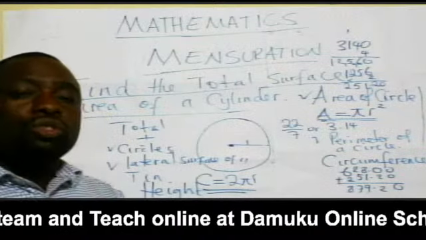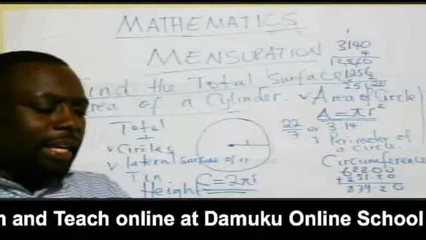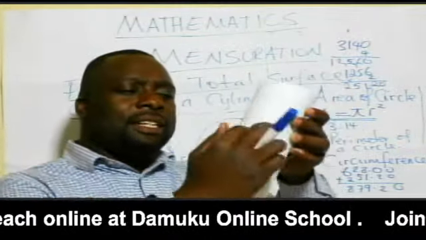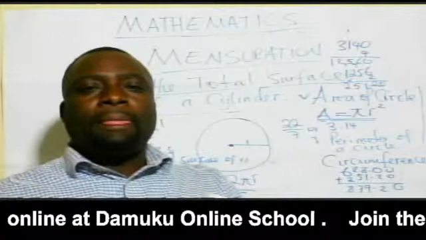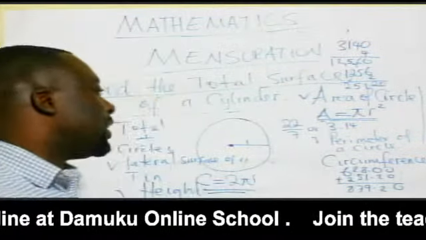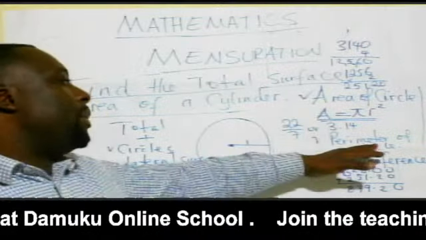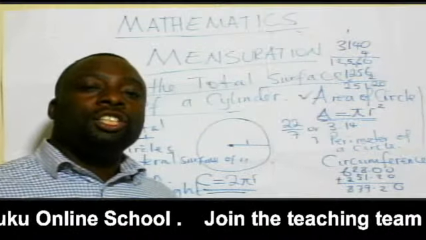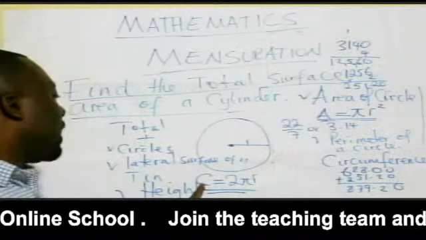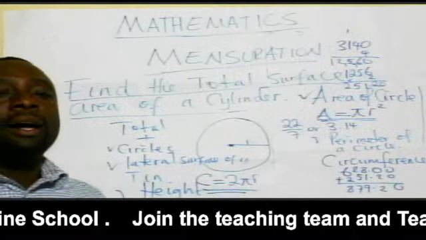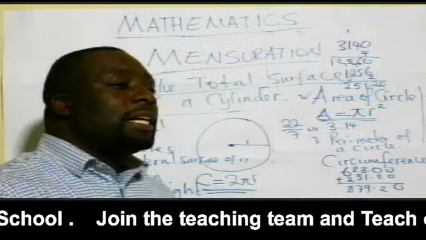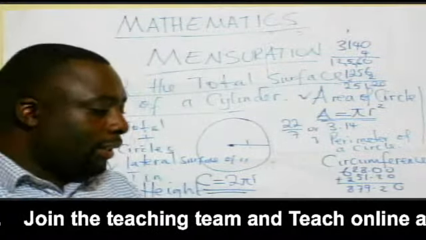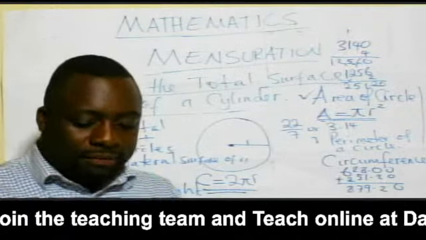Then we can also look at the circumference. The circumference is the distance around this cylinder. How do we find the circumference? The circumference is basically the perimeter, and you know that the perimeter is the total distance around a given shape. So to find the perimeter, perimeter is equal to 2 pi r. So these are the things that we are going to use to find what we call the surface area.